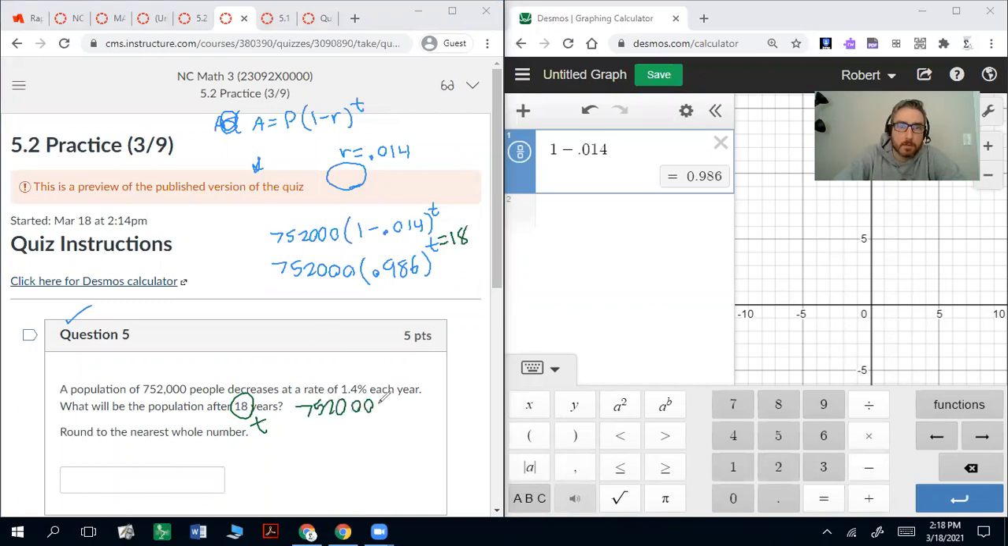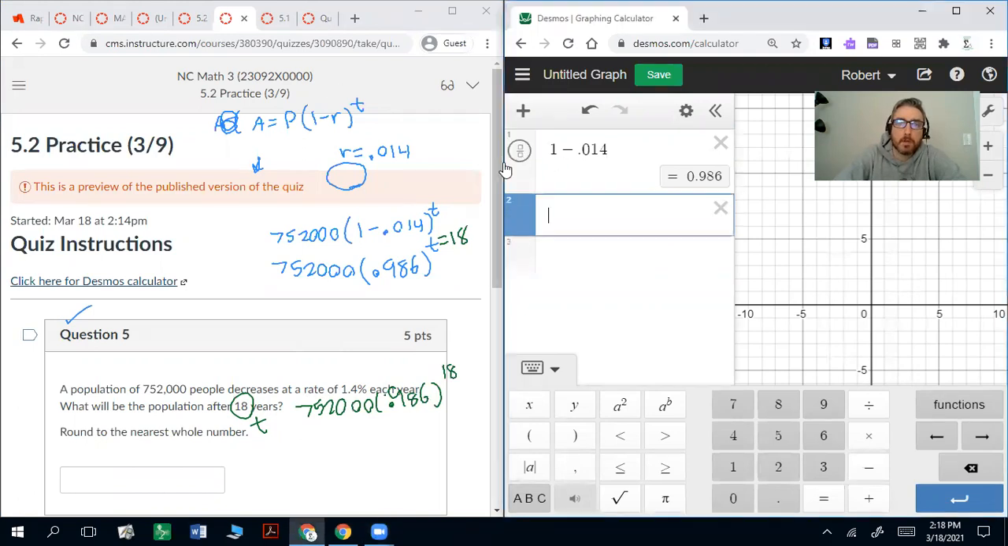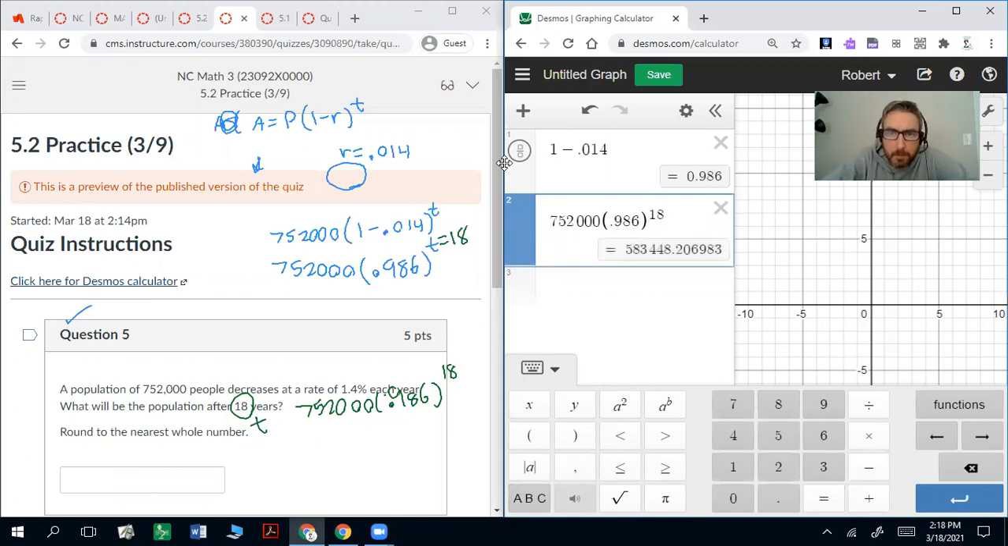752,000 times 0.986 to the 18. And that's going to be 583,448. It says round to the nearest whole number because it's people. So 583,448 is good enough.